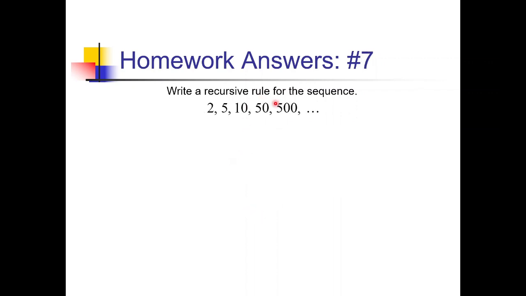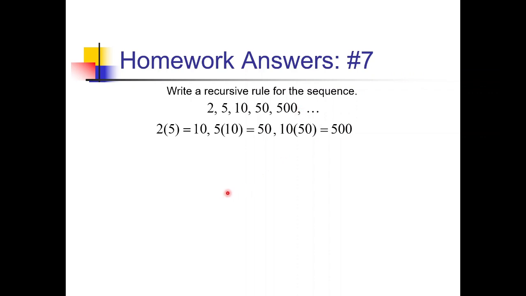On this problem, to write a recursive rule, let me first check the most common ones. So let's see, do I have an arithmetic series? Well, 2 plus 3 is 5, but 5 plus 3 is not 10, so that doesn't work. How about geometric? 5 divided by 2 is 2.5. 10 divided by 5 is 2, so it's not geometric, no common ratio. Next, am I doing something with 2 terms to get the next term? Well, 2 times 5 is 10. 5 times 10 is 50. And 10 times 50 is 500, so it looks like that's what's going on, we're taking the prior 2 terms and multiplying them together.